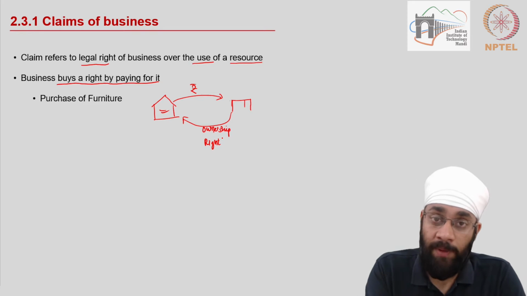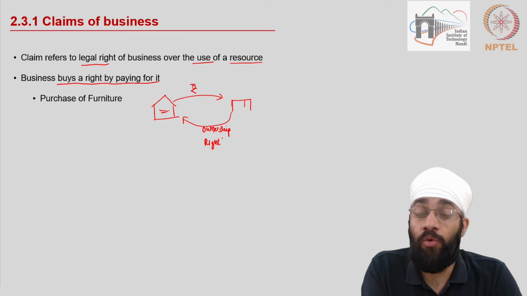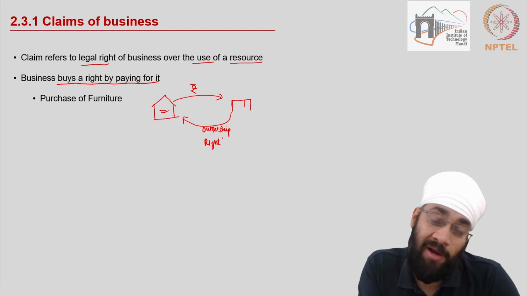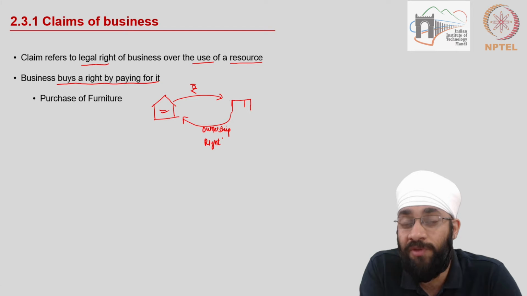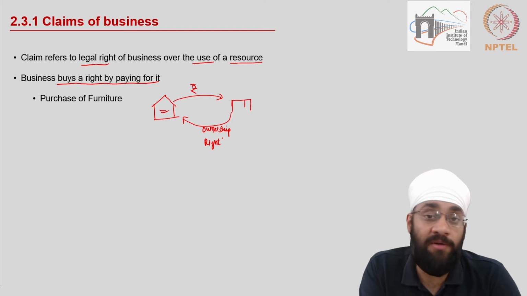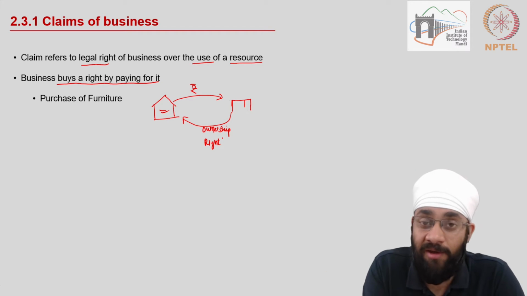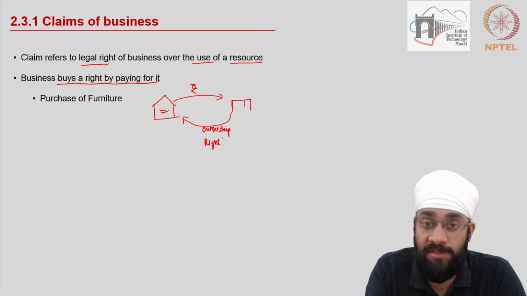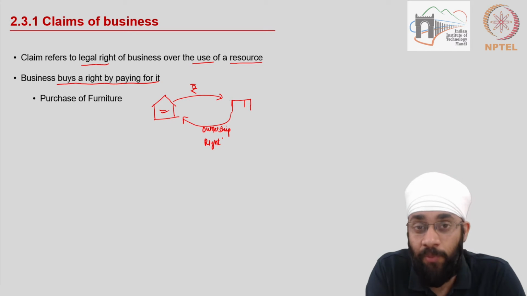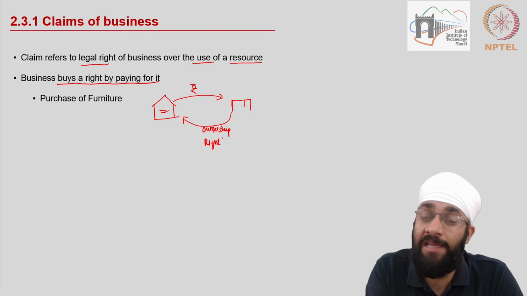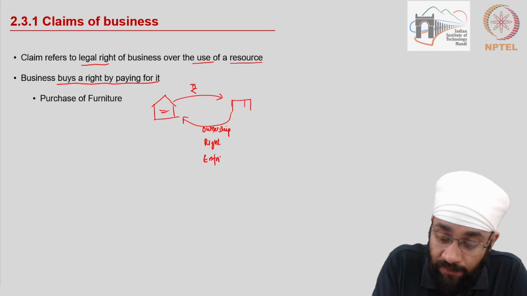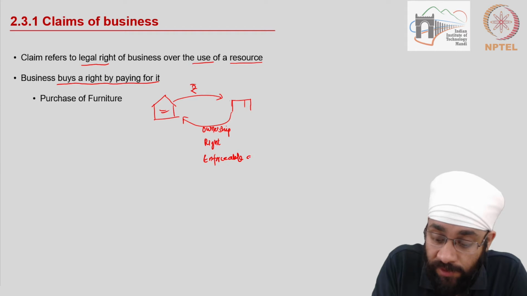And when you place this furniture in your premises, nobody else should come to your premises and remove this furniture or start using it for their own personal purposes. And if they do that, then you have the right, you could go to the police and file a complaint, and the police will come and enforce your right. So you have a right which is enforceable at law.